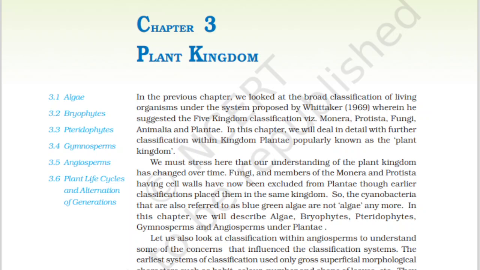In previous chapters, we have studied the classification of living organisms under the system proposed by Whittaker, wherein he suggested a 5 kingdom classification. They are Monera, Protista, fungi, and animalia. So in this chapter, we'll deal in detail with further classification within the kingdom Plantae, popularly known as plant kingdom.